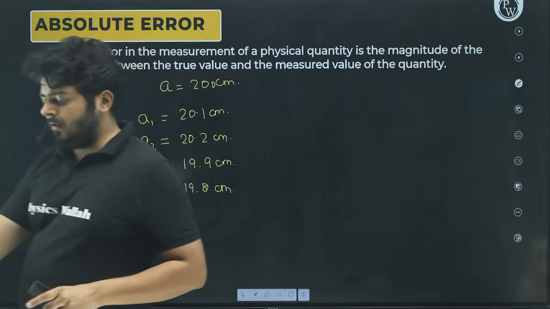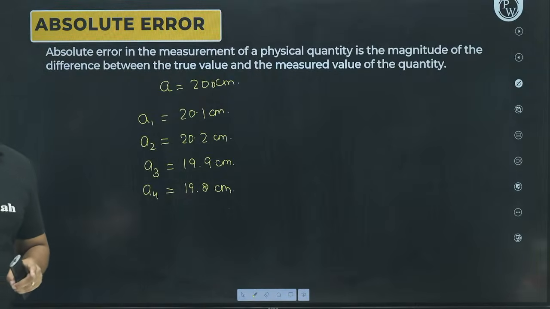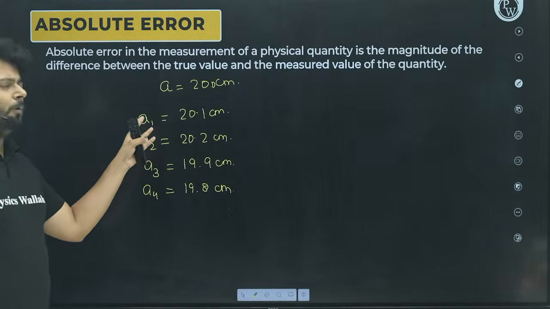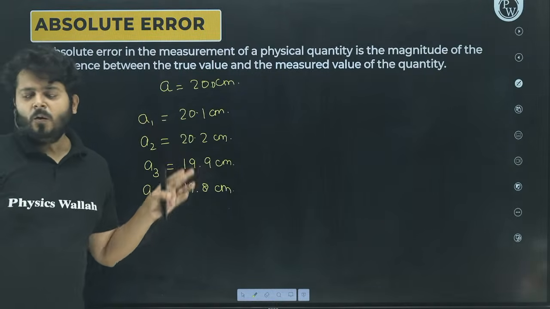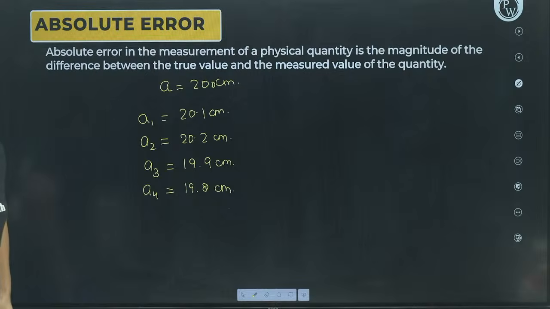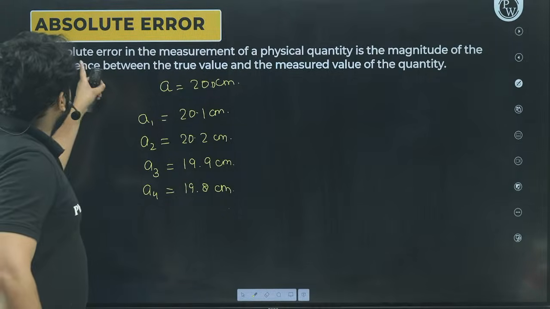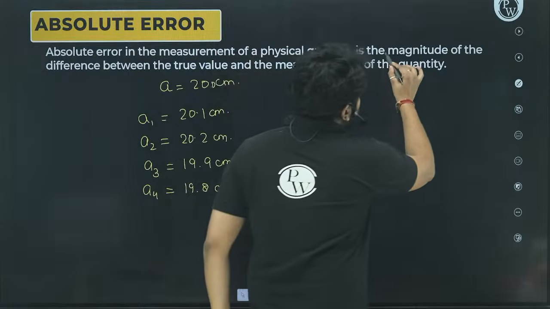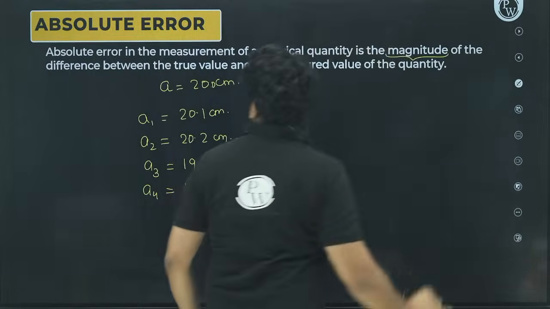All the measurements are not exactly the same, right? They are slightly different from the true value. So what is the absolute error in the first measurement?